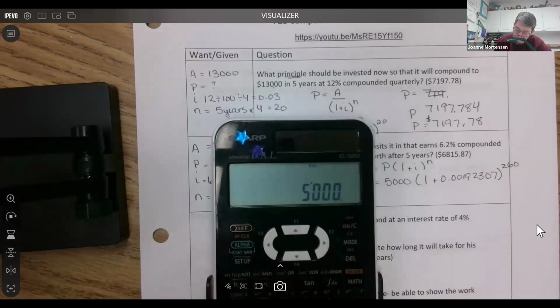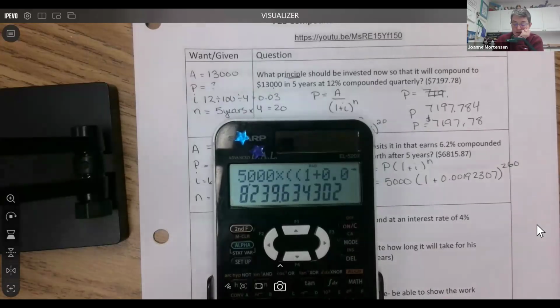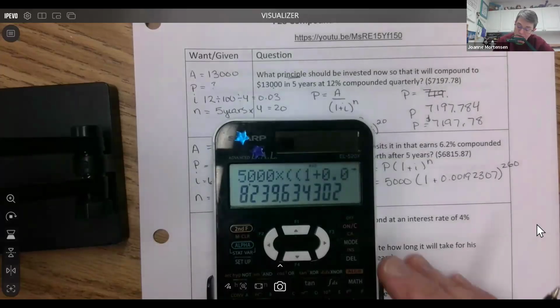5,000 times bracket. Oh, no, double bracket worked better. 1 plus 0.00192307. Close my bracket. Caret 260. Bracket. Well, that's embarrassing now, isn't it? Because I know my answer is supposed to be 1,600, so I did something weird there.